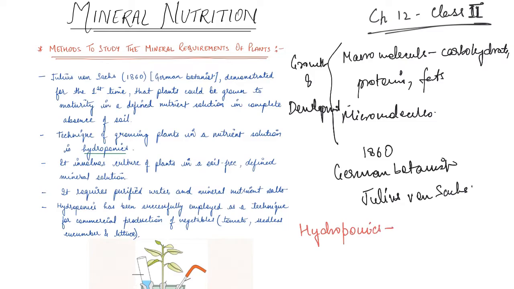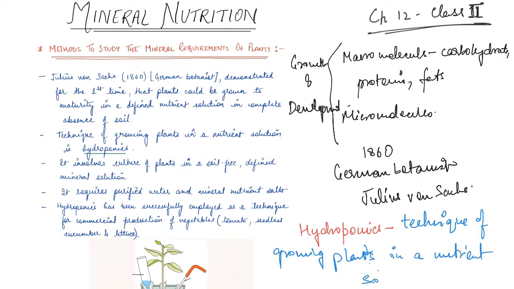Hydroponics. So hydroponics is the technique of growing plants in a nutrient solution. Right? So since then, there are a number of methods that have been employed to try and determine the mineral nutrients which are essential for plants. Because until and unless we determine it, we will not be able to perform hydroponics.